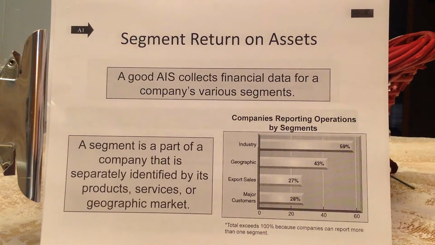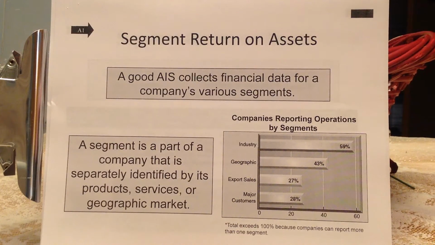Segment return on assets. A good accounting information system collects financial data for a company's various segments. A segment is a part of a company that is separately identified by its products, services, or geographic market. So as you can see, companies report operations by segments. In industry, there's 59%. Geographic, it's 43%. Export sales, 27%. Major customers, 28%.